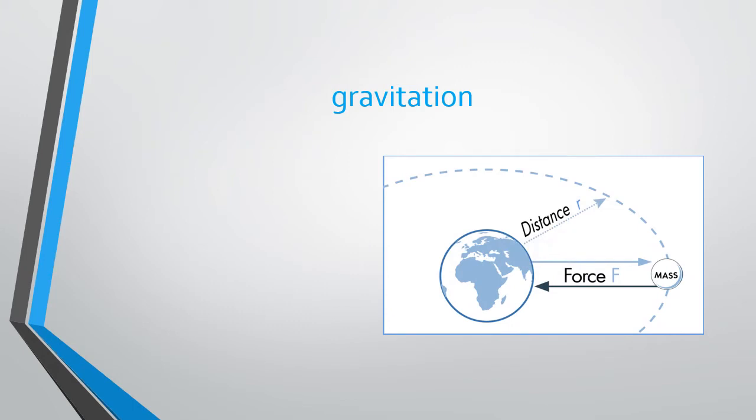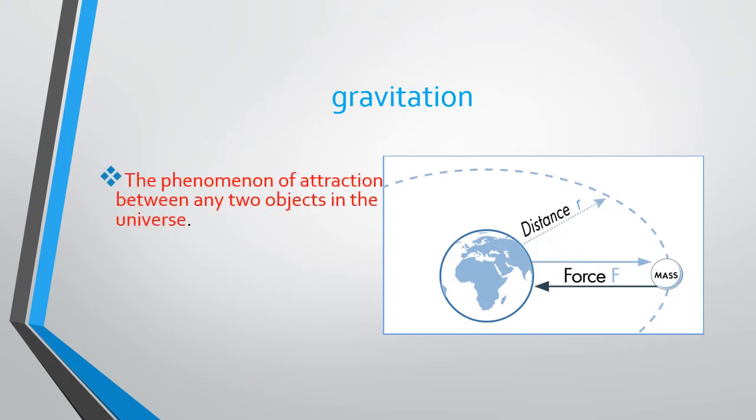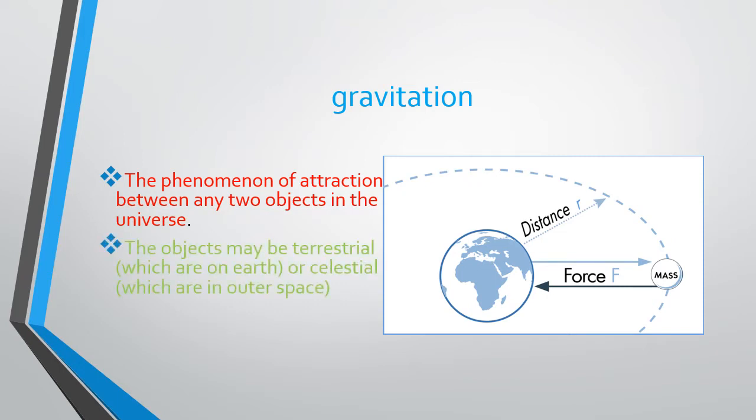What is gravitation? Gravitation is a phenomenon of attraction between any two objects in the universe. The objects may be terrestrial, that is, objects which are on earth, or celestial, which are in outer space, such as stars, planets, satellites, etc. The objects may be of any shape, size, or mass.